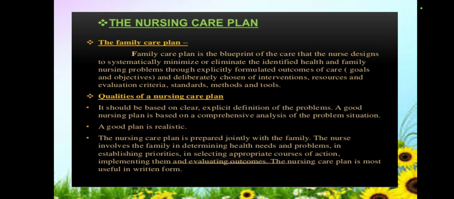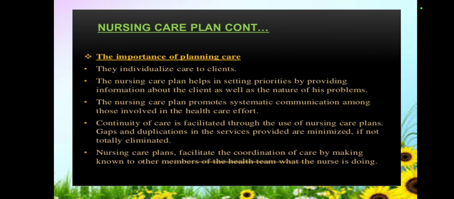Okay, so qualities of a nursing care plan. First, it should be based on clear and explicit definition of the problem. And a good nursing plan is based on a comprehensive analysis of the problem situation. A good plan is realistic. The nursing care plan is prepared jointly with the family. The nurse involves the family in determining the health needs and problems. So, in establishing priorities, the family needs to be there.